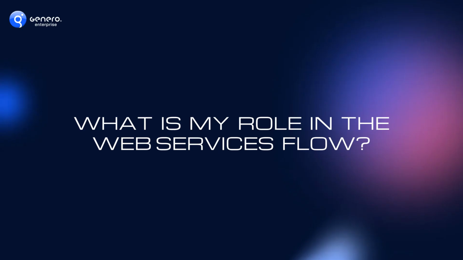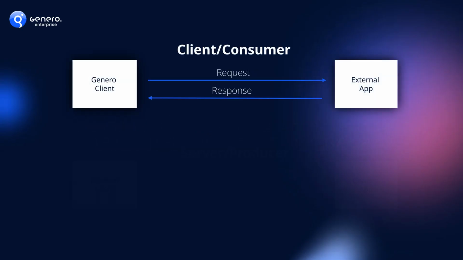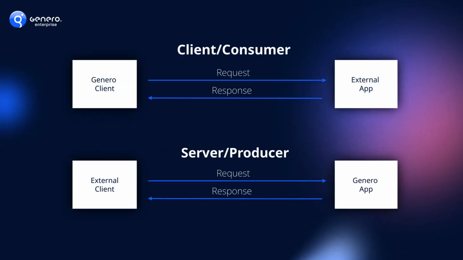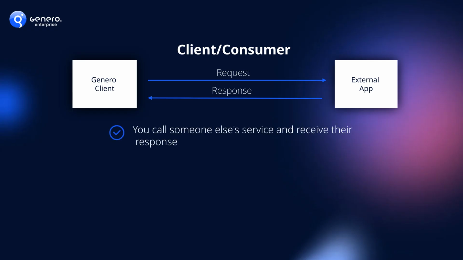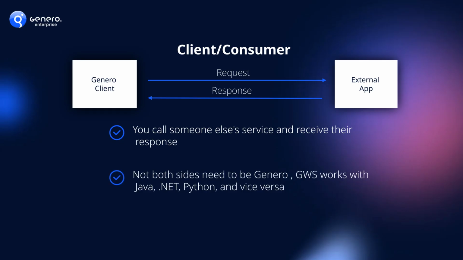The first question to ask yourself when working with Genero Web Services is, am I the client or am I the server? This distinction matters because the code you write and the libraries you use are different for each role. If you are the client or consumer, you are calling someone else's web service and receiving their response. Also, both sides don't need to be Genero. Your Genero application can consume a web service written in Java, .NET, or Python, and vice versa.